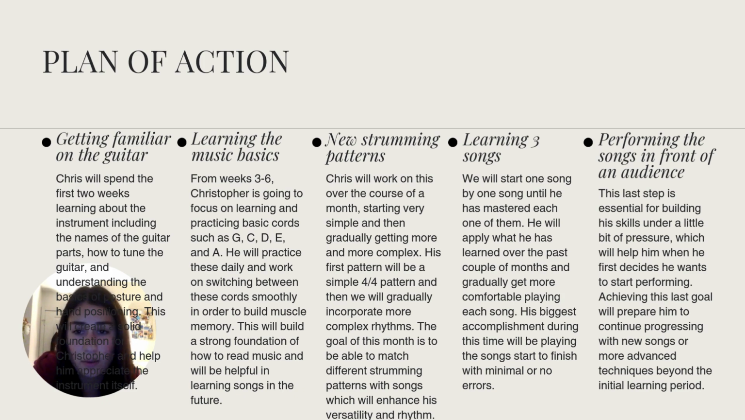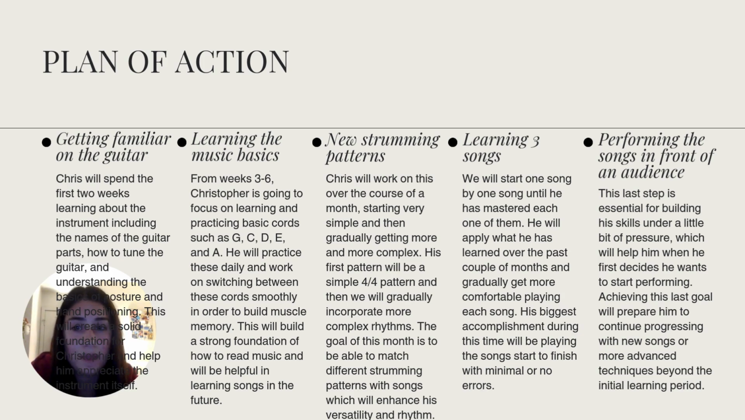The second step that we will work on is learning essential guitar chords and learning how to read music. From weeks 3 to 6, Christopher is going to focus on learning and practicing basic chords such as G, C, D, E, and A. He will practice these daily and work on switching between these chords smoothly in order to build muscle memory. This will build a strong foundation of how to read music and will be helpful in learning songs in the future.